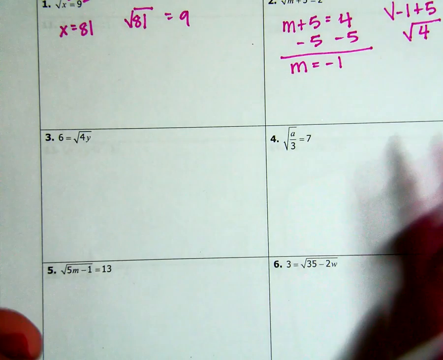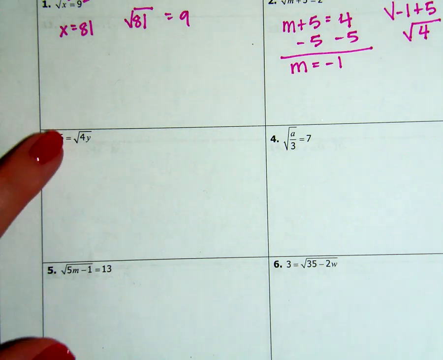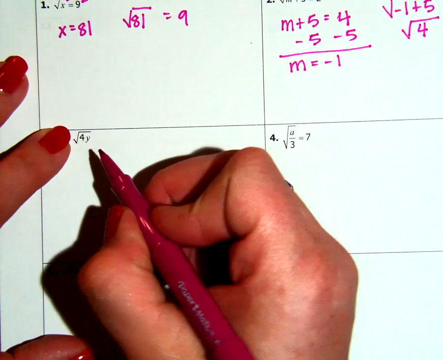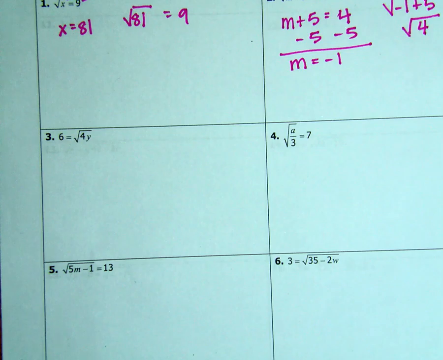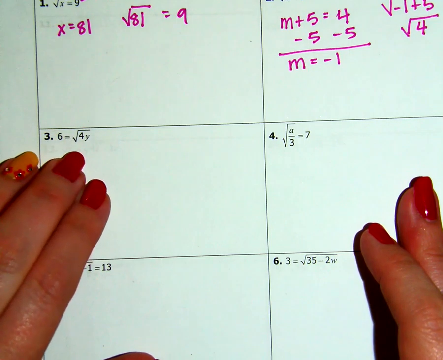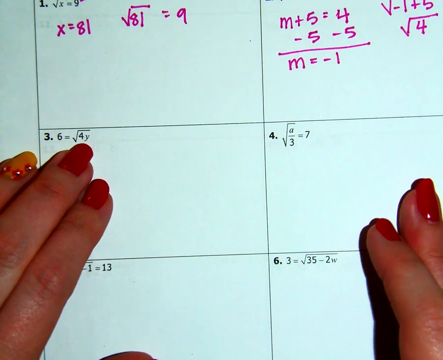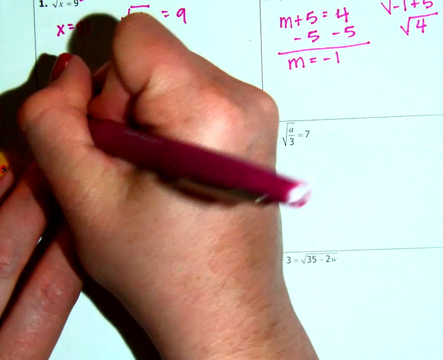Number 3, is the radical all by itself? Is there anything being added or multiplied or anything to the radical? No. You see some multiplication, but is the multiplication on the outside of the radical or on the inside? Since it's on the inside of the radical, nothing's actually being done to the radical. If it was on the outside, that's when we would have to worry about it. So then, same thing. How am I going to get rid of the radical? I'm going to square that side, which means I'm going to square the other side.